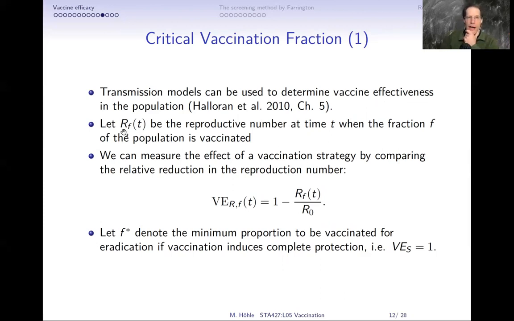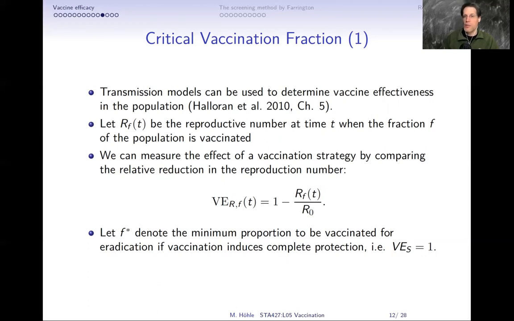So for this, let R_F(t) be the reproductive number at time t when the fraction f of the population is vaccinated. And such a measure, which is really talking about vaccine effectiveness, is by comparing the relative reduction in the reproduction number. So looking at R_F(t) compared to the original R naught. So that's a different way even to express the vaccine efficacy.